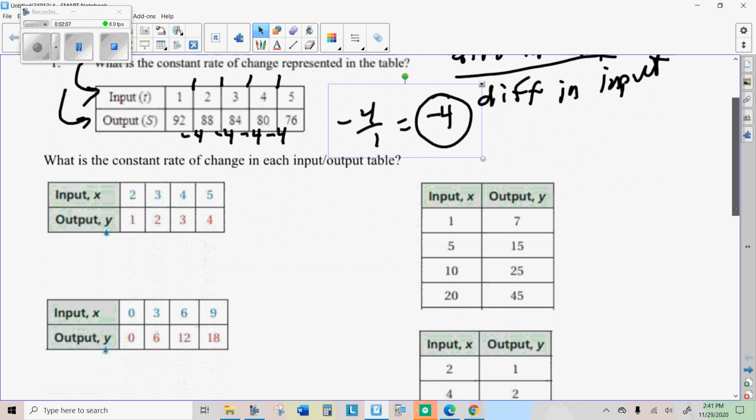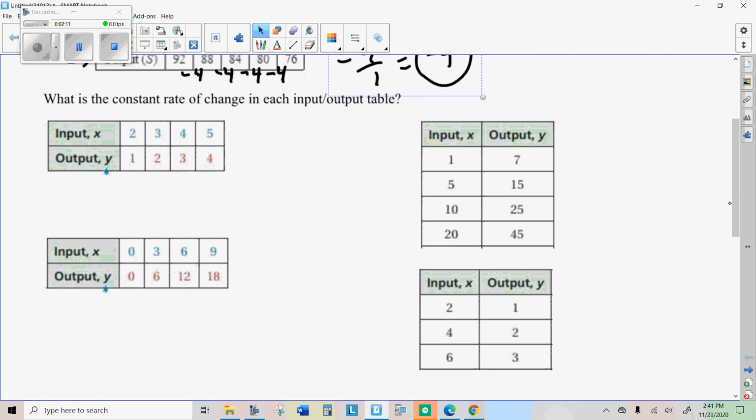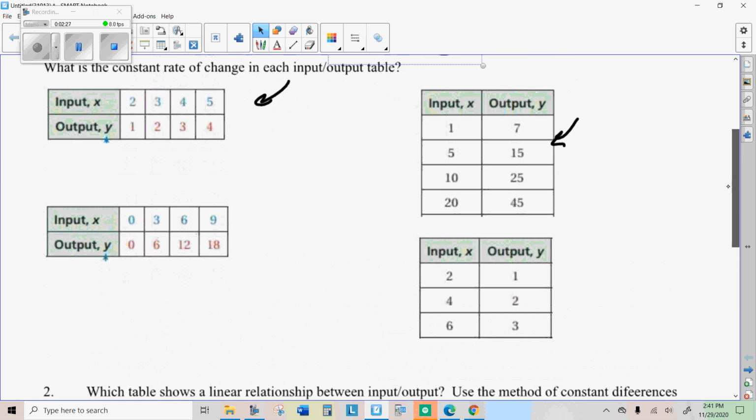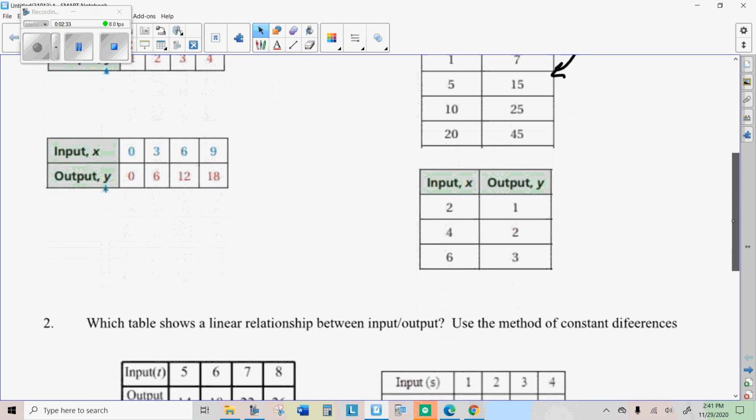Okay? So you're going to do 4 more problems and find the constant rate of change. Now, sometimes the numbers will go up by the same amount each time, so it'll be pretty easy. But like on this one, you're going to have to find the change in the output, divide that by the change in the input. Okay. Now you can go ahead and pause the video and do those problems now, or you can continue to watch the video, take notes, and then come back.